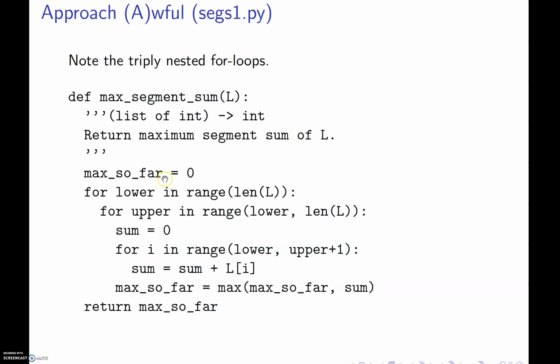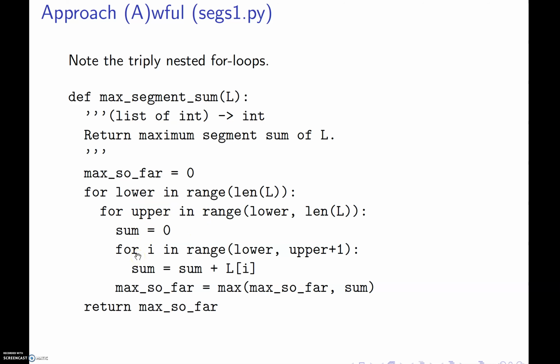So we start by initializing our maximum so far. We go through the elements of our list, and we have to keep track of the upper and the lower. So we have here the lower value, where we begin in the range of the list, and then the upper, which begins at the lower value and goes up to the length of the list. Okay? Here we initialize a value for sum after we've started with a first upper and lower value.